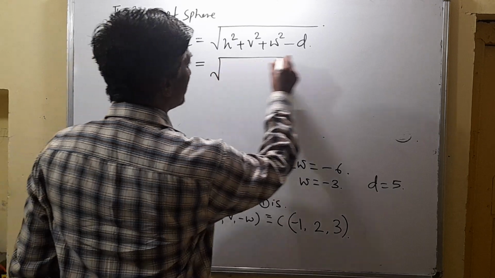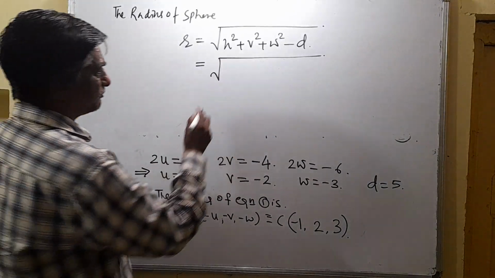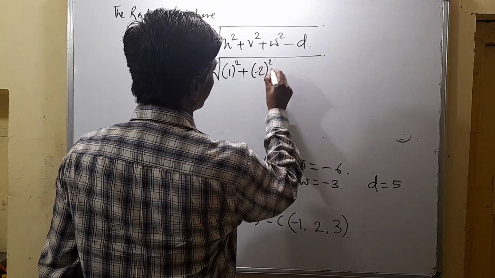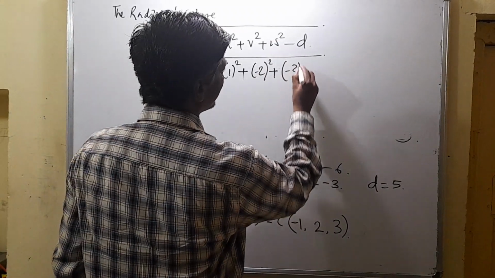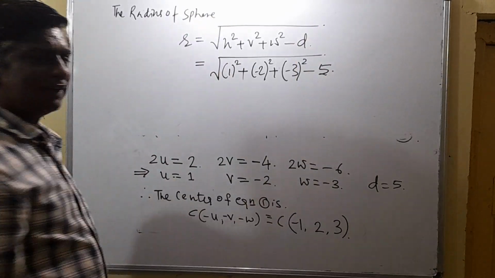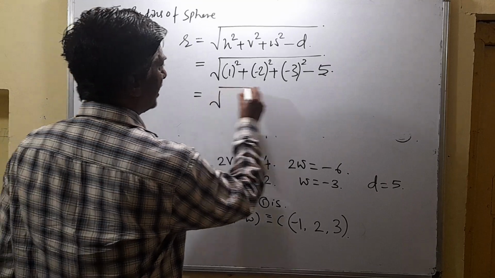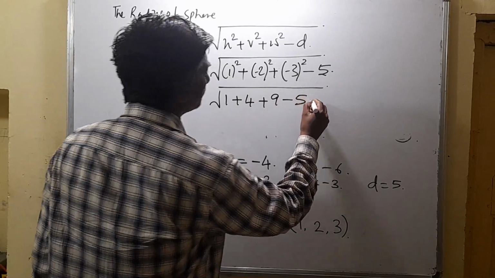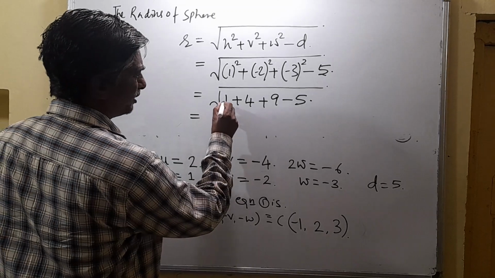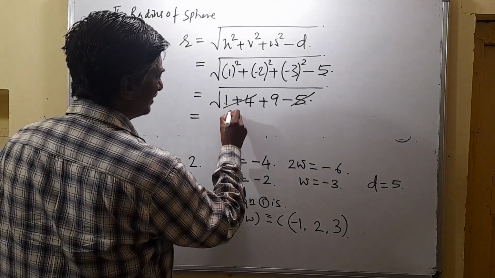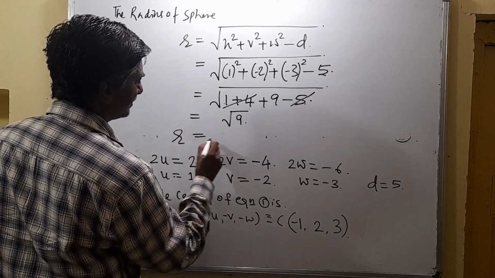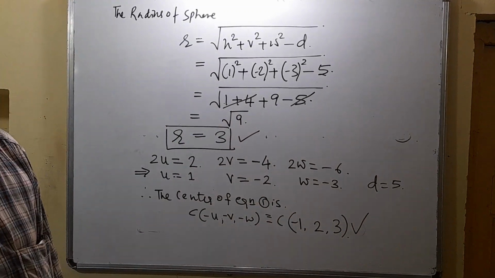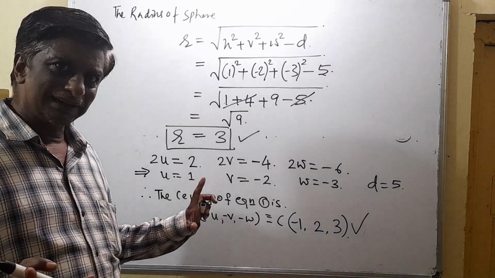Let's put the values of u, v, w already obtained. u is equal to 1, so 1 square, plus v is minus 2, minus 2 bracket square, plus w is minus 3, minus 3 bracket square, minus d, which is already 5. This is equal to 1 plus 4 plus 9 minus 5. Clear? 1 plus 4 is 5, and 5 gets cancelled. What is left? Then R is equal to 3. This is the solution for the given equation. Do you understand clearly? Okay.